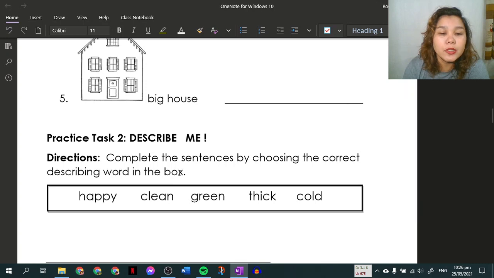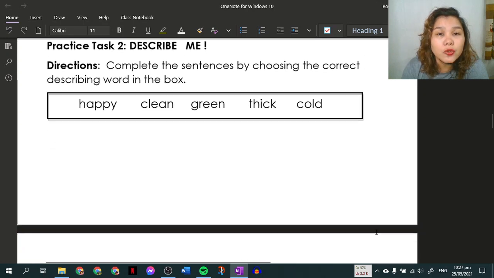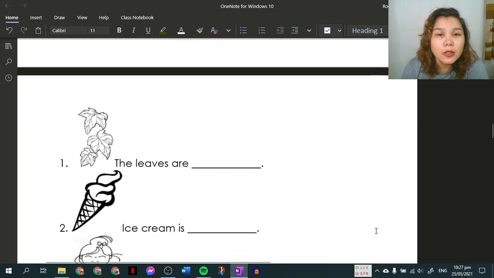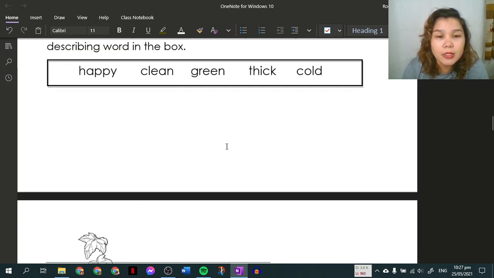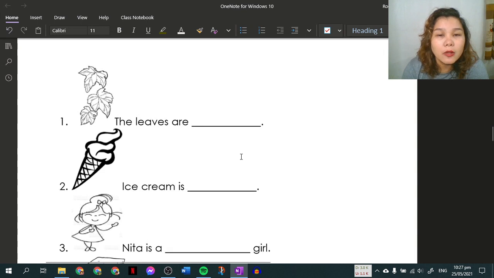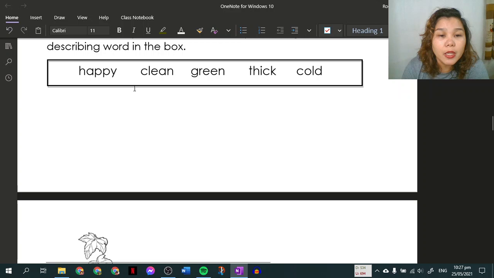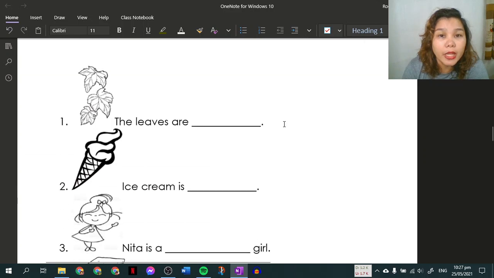Describe me. Directions: complete the sentences by choosing the correct describing word in the box. So this time, the describing words are given. So like happy, clean, green, thick, and cold. And then you're going to use this to complete the sentences. So it means what is missing in each sentence is a describing word. So you are to choose from the box only one answer, and you're going to use it only once. So we have here 5 words and then also 5 items.